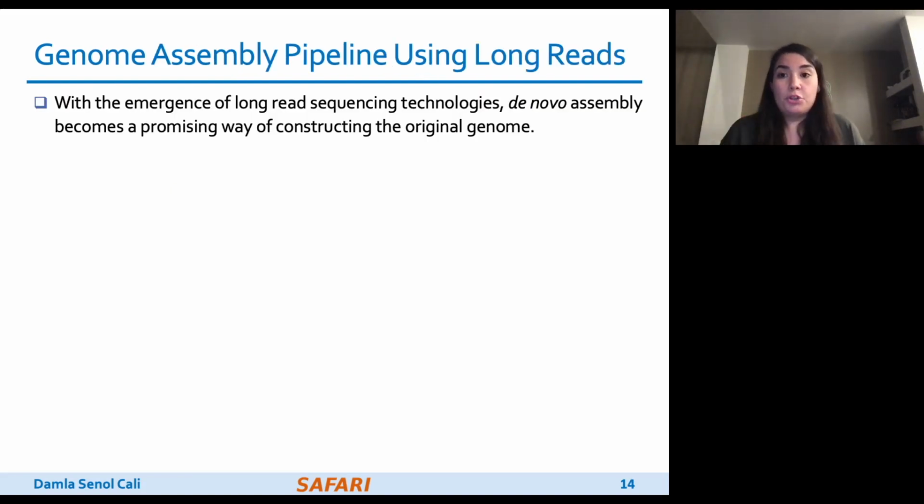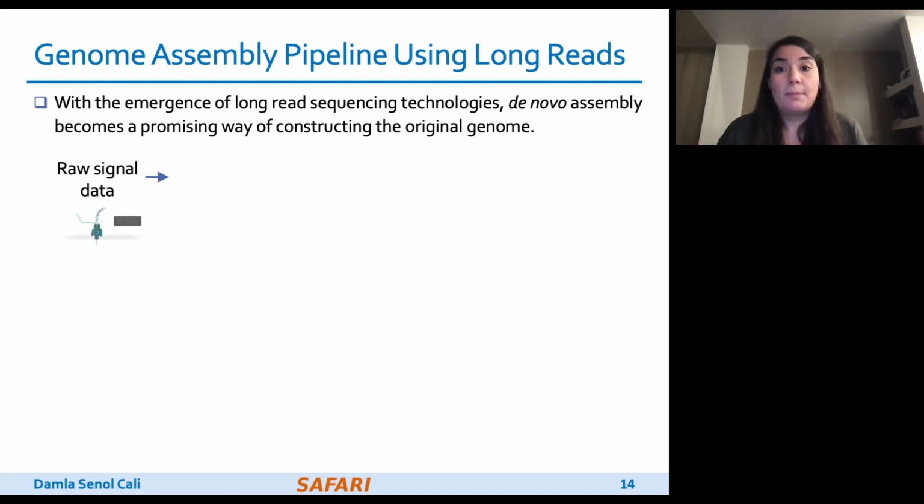And this first work I am explaining right now is focusing on a genome assembly pipeline using long reads. And why? Because with the emergence of long read sequencing technologies like Oxford Nanopore or PacBio, de novo assembly becomes a promising way of constructing the original genome, since a long read can span an entire repetitive sequence, which we have a lot of in the human genome, for example, and enable continuous and complete assembly. So this was a challenge when we had only short reads, but with the emergence of long read sequencing technologies, now it is promising.